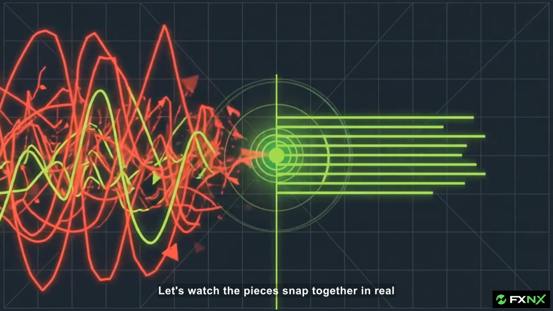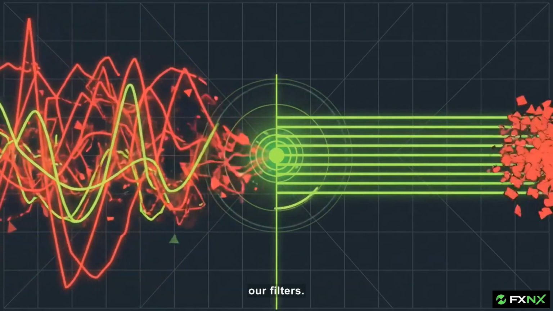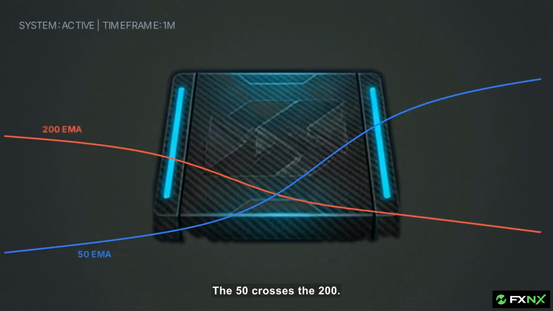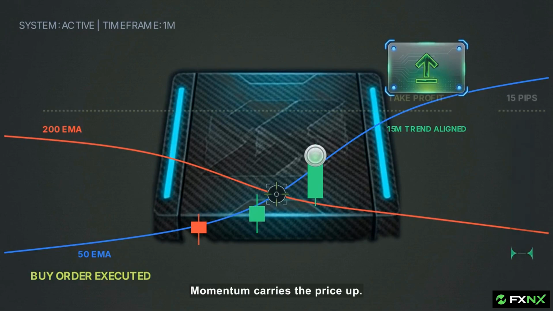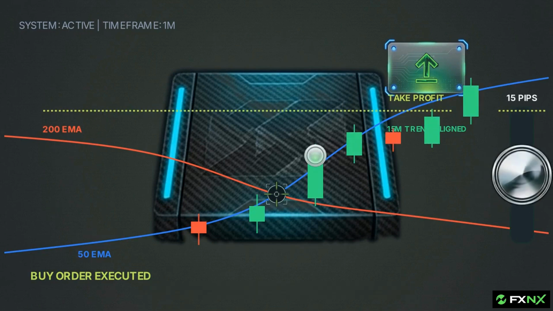Let's watch the pieces snap together in real time as the market noise finally aligns with our filters. This dashboard tracks our active position. The 50 crosses the 200. The 15-minute chart confirms the trend. The candle closes, the buy order executes instantly. Momentum carries the price up. 4 minutes later, the progress bar hits the 15-pip target, automatically closing the position.